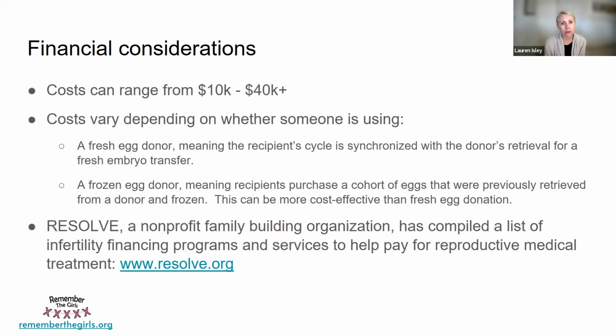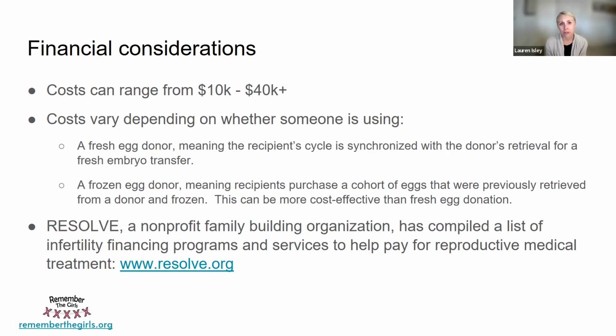Financial considerations: costs associated with utilizing an egg donor, again, depend on a number of factors. They can range anywhere from about $10,000 to over $40,000, depending on who is donating those eggs and whether or not that donor has already gone through an IVF cycle previously and frozen the eggs, or the recipient is using a fresh donor who will be synced with the recipient's reproductive cycle, and also depending on how many donor eggs are needed to achieve a number of embryos or to achieve a pregnancy.